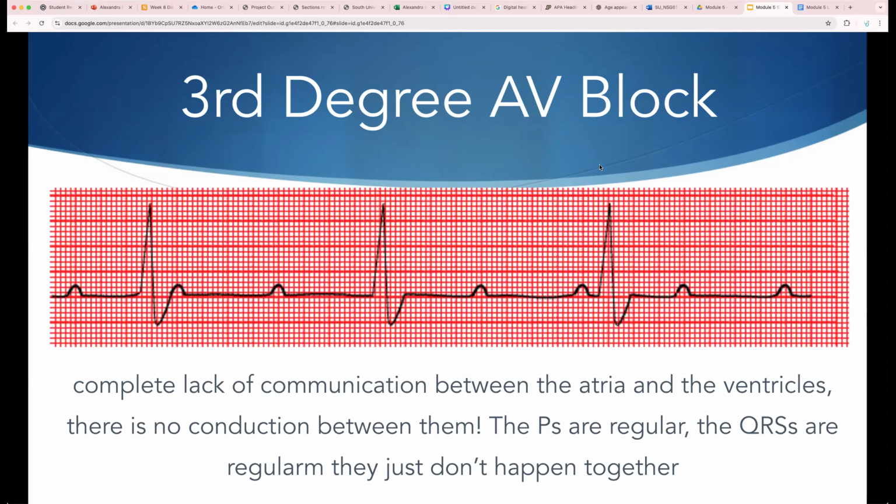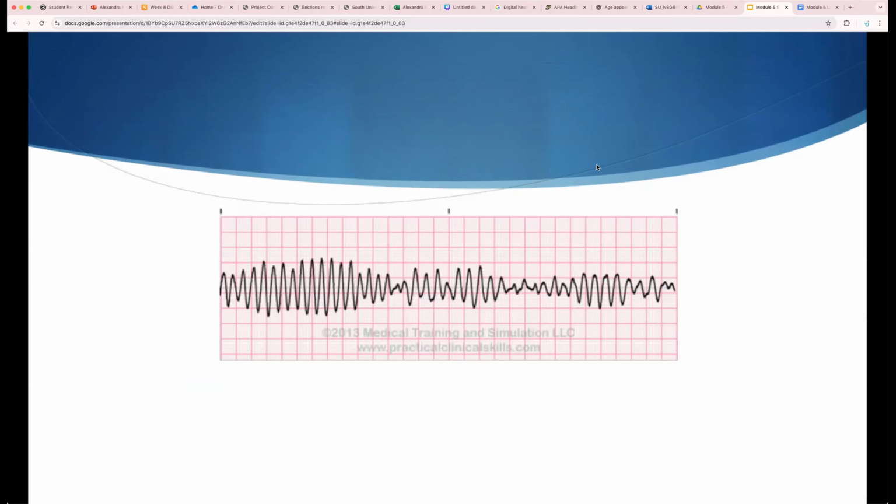All right. So, in short, this is third degree AV block. Remember, it is a medical emergency. Thank you. All right. What is the name of this rhythm? Is this sinus? Very good. Yes. And so, is this a type of VFib or VTAC? It's a type of VTAC.